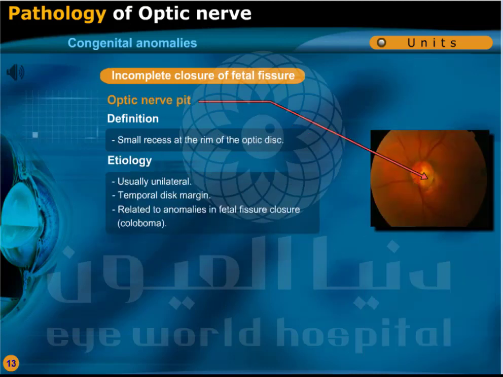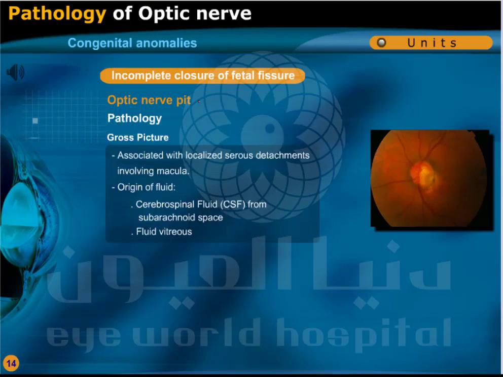Optic nerve pit. Small recess at the rim of the optic disc. It is usually unilateral at the temporal disc margin. It is related to anomalies in fetal fissure closure, like coloboma. Optic nerve pit is associated with localized serous detachments involving the macula. The origin of fluid is cerebrospinal fluid from subarachnoid space or fluid vitreous.